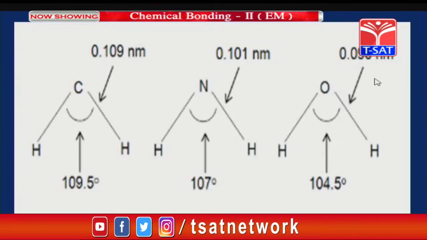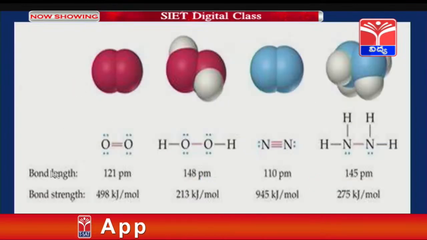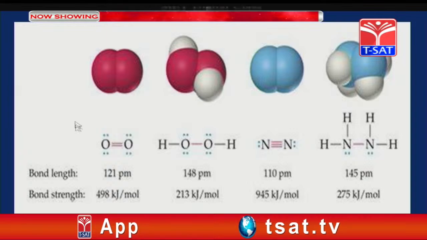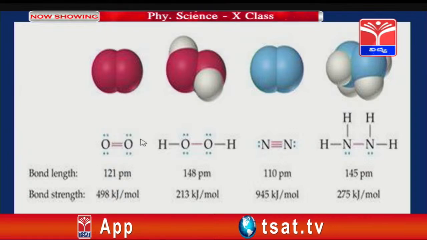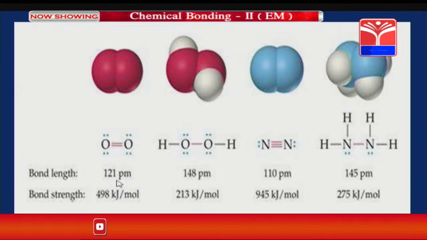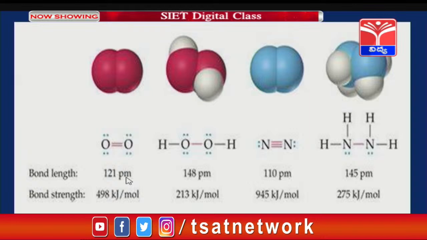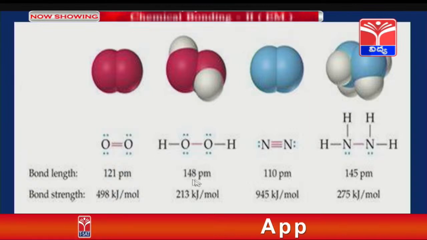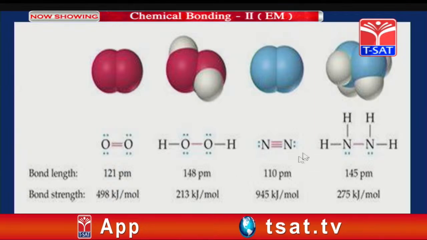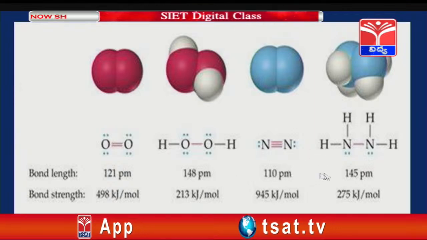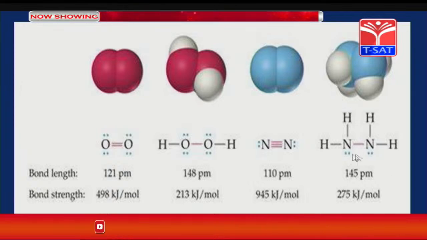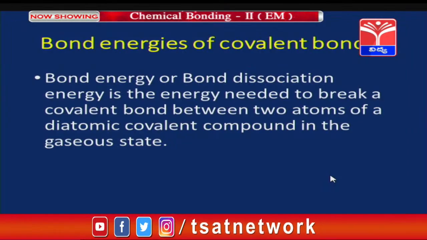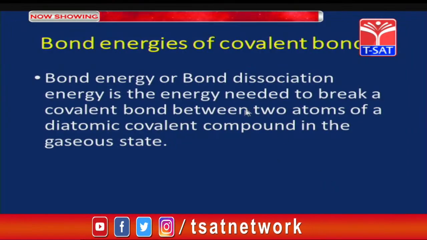Bond length of the oxygen molecule: in this oxygen molecule two atoms of oxygen are sharing two pairs of electrons. So, the bond length is 121 picometers. Pico means 10 to the power minus 12, children. In hydrogen peroxide, children, the bond length is 148 picometer. In the nitrogen molecule, the bond length is only 110 picometers, and here between the nitrogen and nitrogen the bond length is 145 picometers.